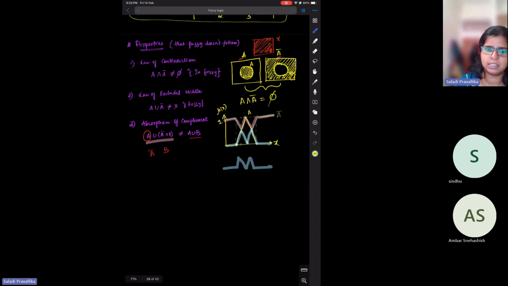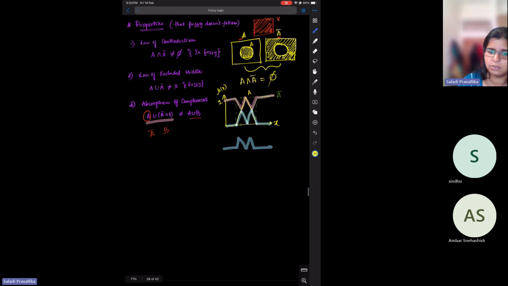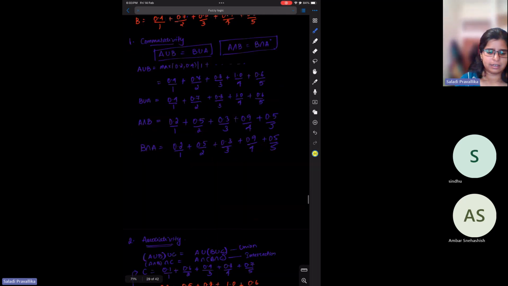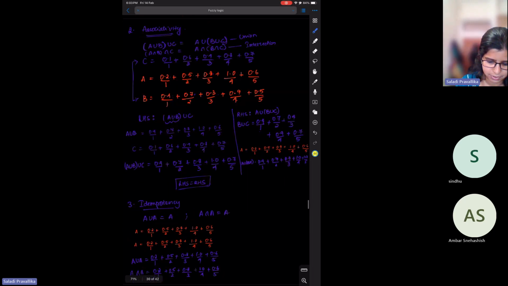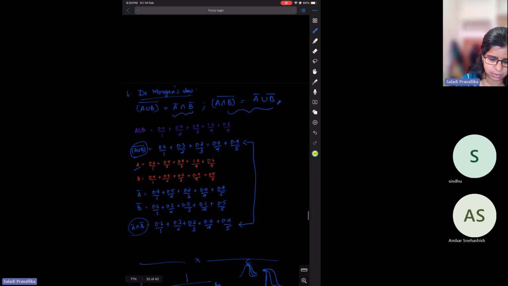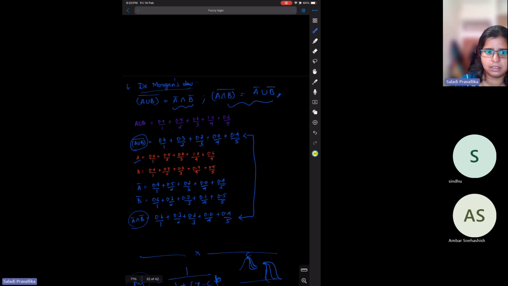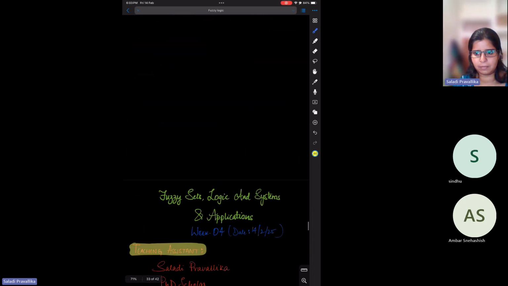And then we have seen various other properties, and the properties which fuzzy sets do not follow. Please remember what properties a fuzzy set never follows, which include the law of contradiction, law of excluded middle, and absorption of complement. And we have seen other properties such as commutativity, associativity, idempotency, involution, absorption, and De Morgan's laws. So all the other properties that a fuzzy set follows are similar to a classical set.